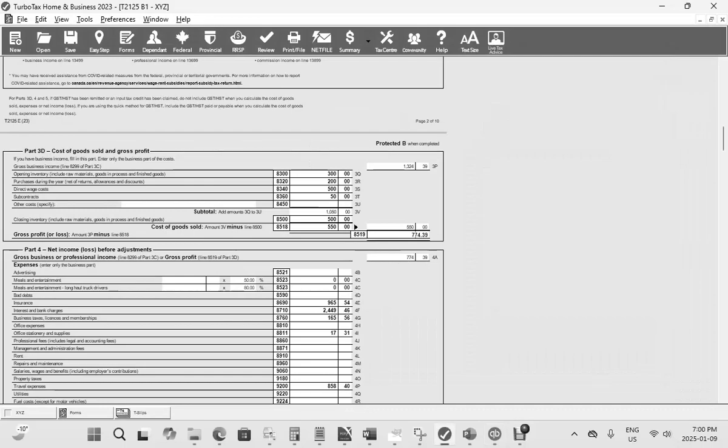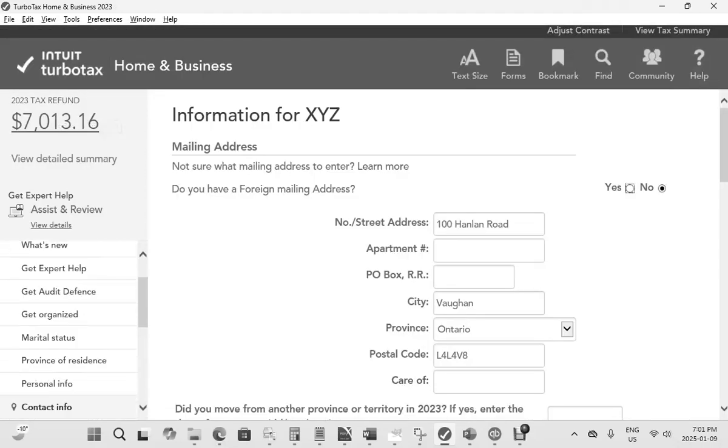So we go back to our software, TurboTax, and type in a figure for advertising. Basically the way this works, the more expenses you claim, the more credits you claim, the more those credits offset your tax owing. Which means the more credits you have for the deductions on your T slips, for example, the more of a tax refund you get. So let's go ahead and type in a figure for advertising. Let's say line 8521, $5,000.